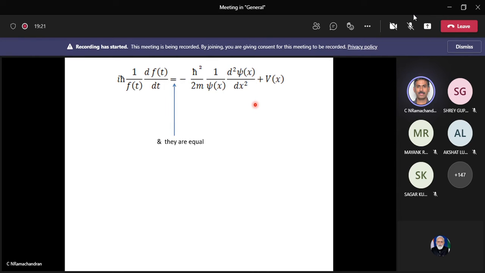Now, moreover, still they are equal. This is very important. Still they are equal. This is a function of time alone. This is a function of x alone, and still they are equal. How is this possible? This is a question to you. Left hand side is a function of time. Yes, exactly, this is possible only if this is equal to a constant. Otherwise, it cannot be. One side a function of one variable, another side a function of another variable. So that means this is a constant, then only this is possible. And this constant, we can say that it is energy E.